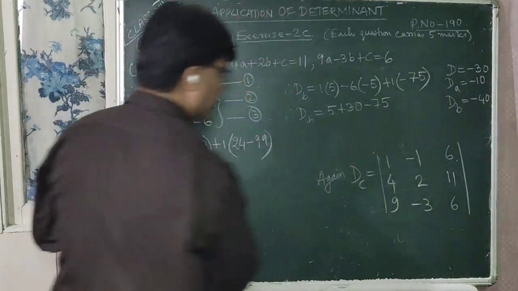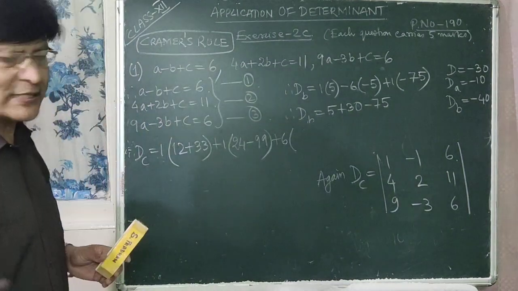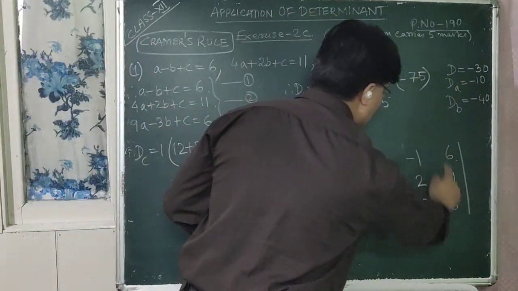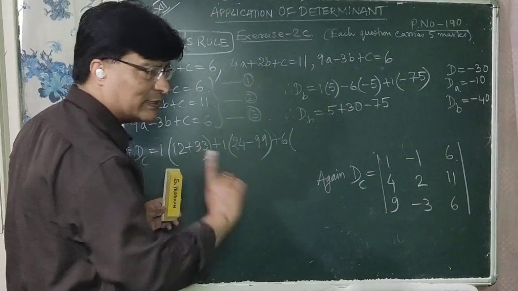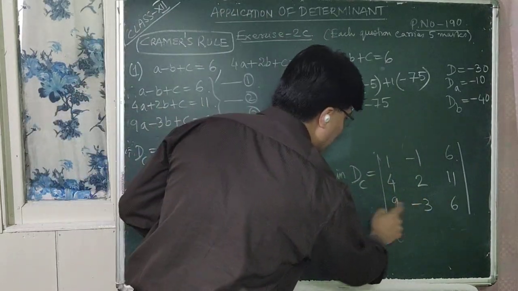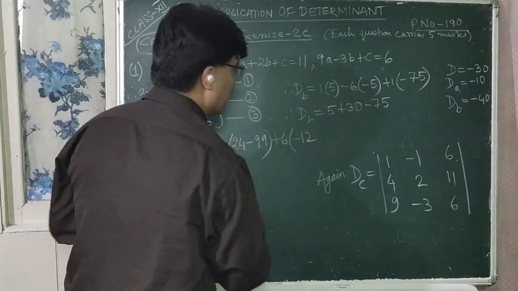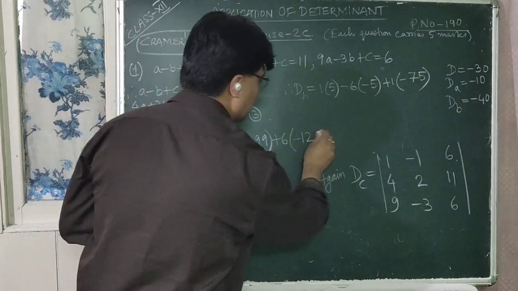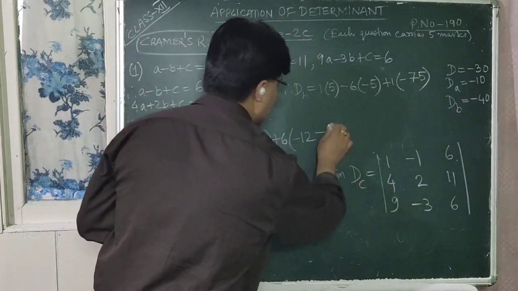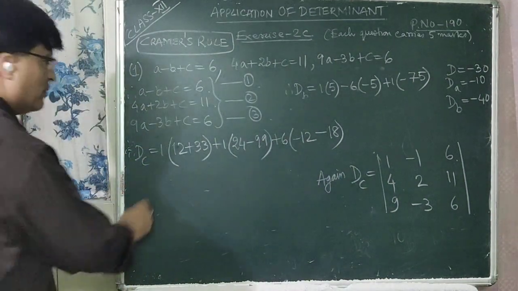So next, then comes plus 6. So if you consider that 6, you have to delete the row and the column through the element 6. That means first row and third column are deleted. What remains? 4, 2, 9, minus 3. So 4 into minus 3 is minus 12, then minus 9 2s are 18. You know how to expand it, isn't it? So let us simplify it.